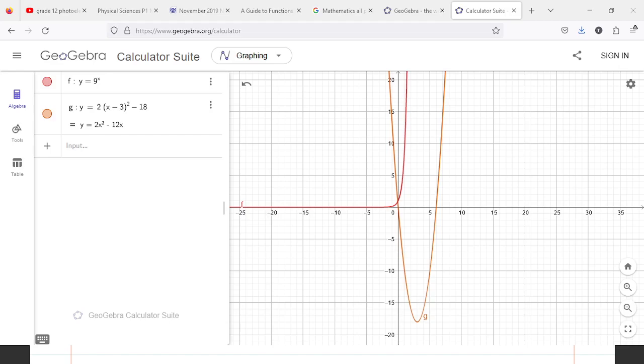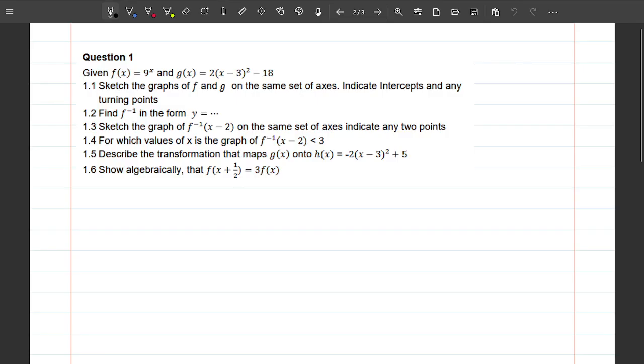But this is not all about sketching functions. You should be a-okay when it comes to sketching functions. But my trouble is with the inverses, which is the question that follows. And the question there just says, find the inverse of f in the form y is equal to da da da da. So let's take f, let's find the inverse of f.